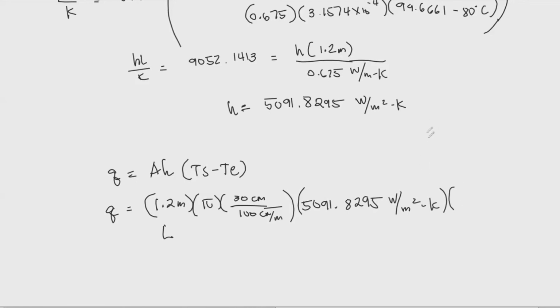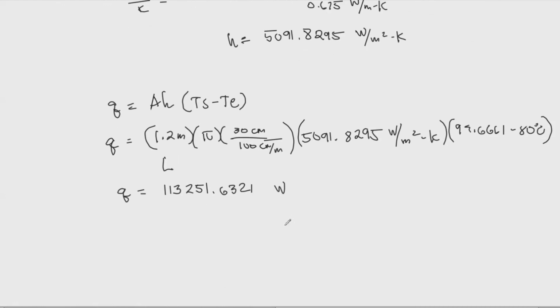And then the difference between the temperature, that's 99.6661, and then 80 degrees Celsius. So Q is equal to 113,251.6321 watts. And this one is one of the answers, and if we're asked to find the mass flow rate of our condensate, that's WF. So how do we find this?